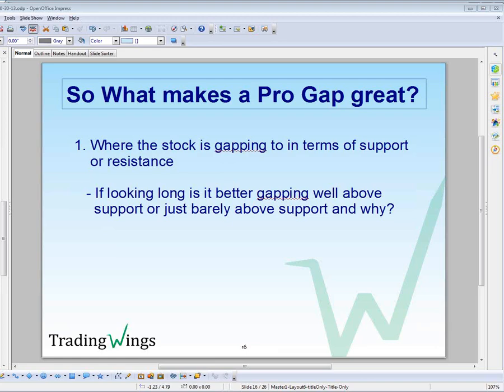Void means that, for example, in EA's case, let's say resistance was at $20 and it gapped just above 20. I want that next resistance to be at like 23 or 24. I don't want the next resistance to be at 20.50, because then I only have a 50-cent void.